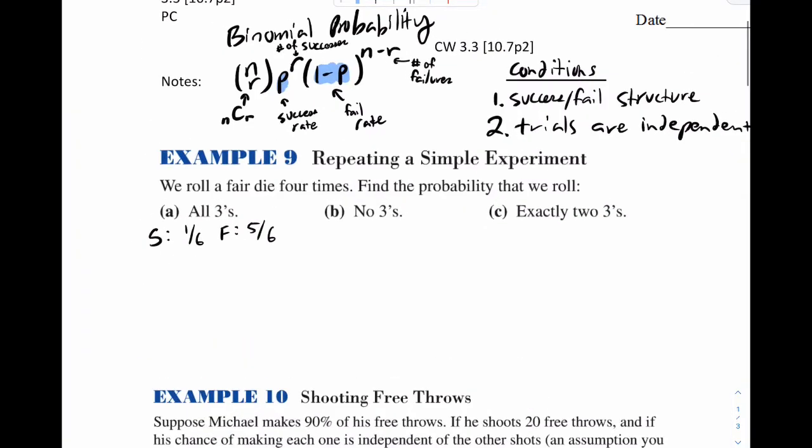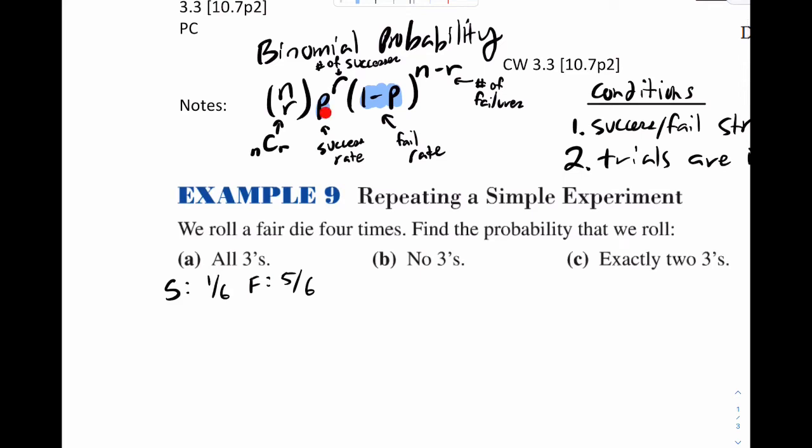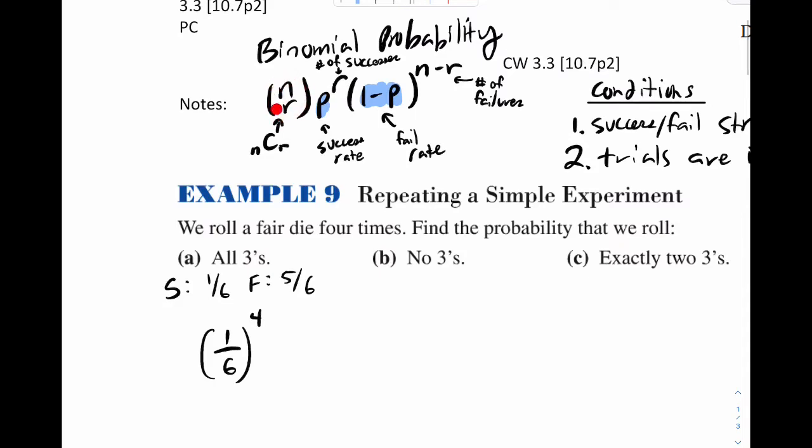Okay, so let's try it. All threes. So according to this formula, it says your success rate, which is 1/6, so I'm going to write that down. You want your success to happen, and it says rolling it 4 times. You want all of them to be your success. So you can write 1/6 to the 4th power. Now, this is the weird part. You see this right here? This is super important because what that's going to do is it counts the ways it can happen.